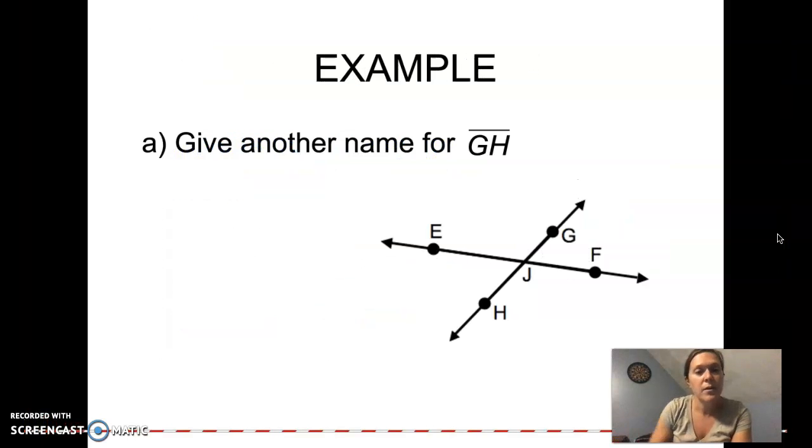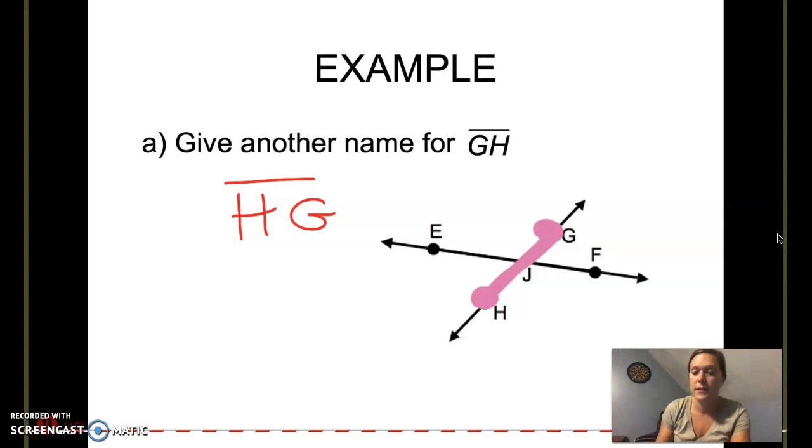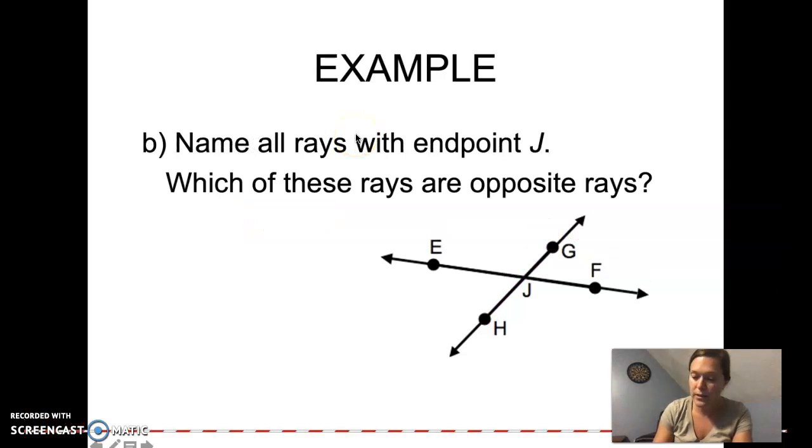Okay, so here we go. For example, give another name for line segment GH. Well, the only other option would be to just flip-flop the letters to HG, because notice G to H would be this line segment, so H to G would be the same line segment. We cannot use any other words because that would be totally different.